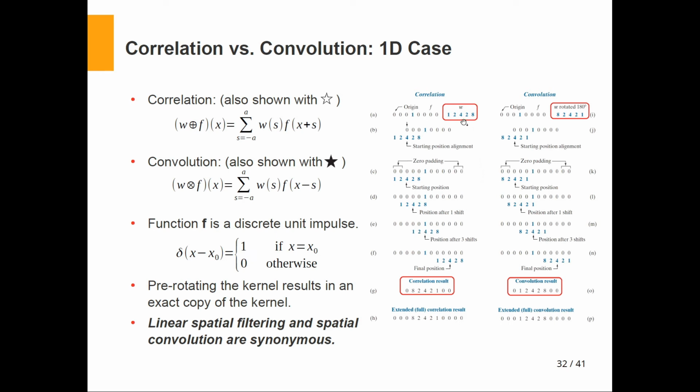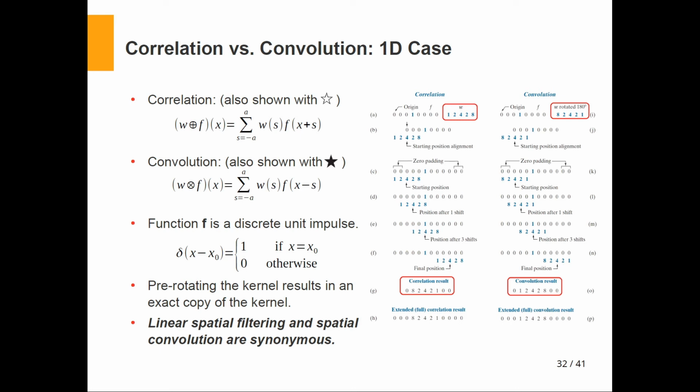So now let's just find the correlation between this function and this kernel. First of all, for the kernel, we have its center to be the middle pixel here, so the center is 4. So first we put this kernel at the first location. Basically, we align the center pixel at the first location of the function.